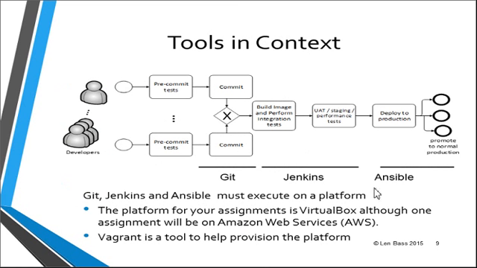So all these tools have to execute on a platform, and the platform you're going to be using for all but one of the assignments is VirtualBox. One assignment will be using Amazon Web Services. And Vagrant is a tool that you use that provisions a platform. So how do I build my virtual machine? What goes into it? Those kinds of things are managed by Vagrant. The other tools too. I mean, these tools all overlap, so it's hard to draw sharp lines. But Vagrant is explicitly a provisioning tool.